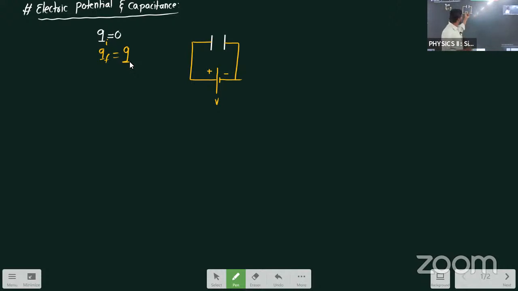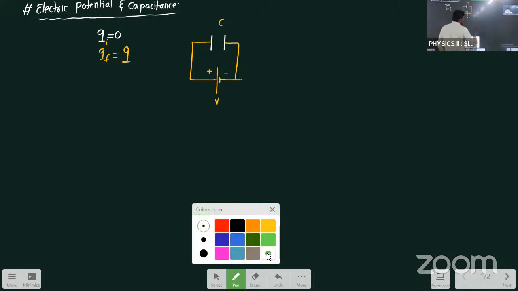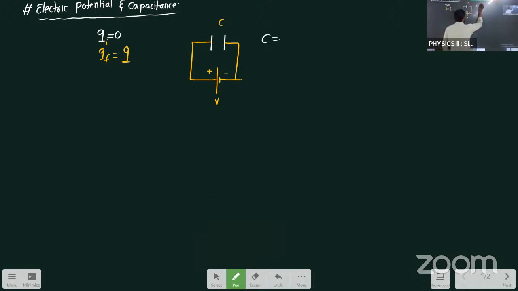Once I connect this capacitor to a battery of potential V, the capacitor starts to charge, and its charge becomes Q. Now, we know that the capacitor has a capacitance C, and the formula for capacitance is C equals Q divided by V. From this, I can write potential V equals Q divided by C. From the formula of capacitance, I can write the formula for potential as V equals Q by C.